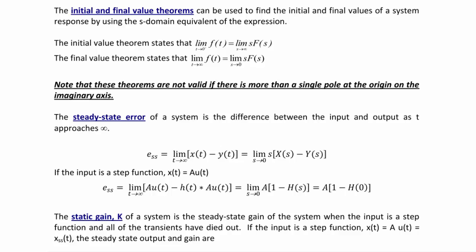The steady state error of a system is the difference between the input and output as t approaches infinity. So the steady state error would be the limit as t approaches infinity of x of t minus y of t, or the limit as s approaches 0 of s times X of s minus Y of s, by using the final value theorem. If the input is a step function, then x of t is equal to a u of t. So the steady state error becomes the limit as t approaches infinity of a u of t minus h of t convolved with a u of t, or the limit as s approaches 0 of a times 1 minus H of s, or a times 1 minus H of 0.